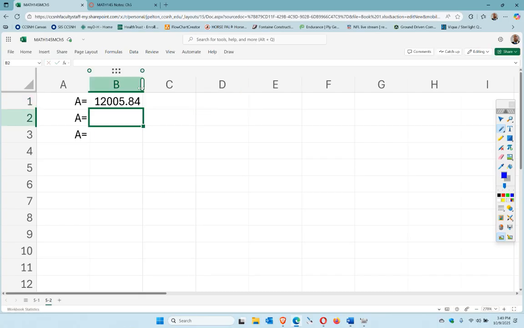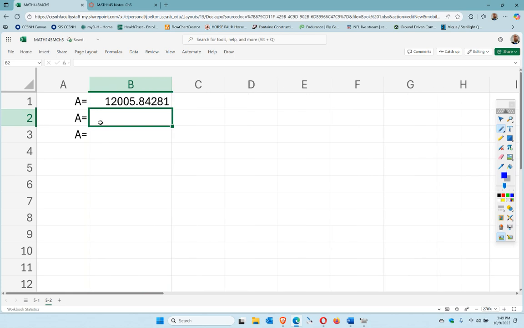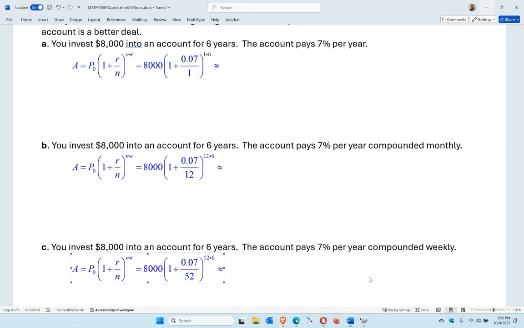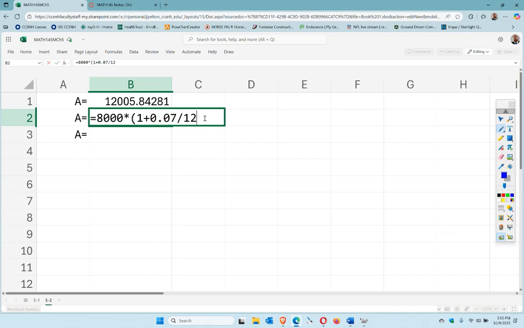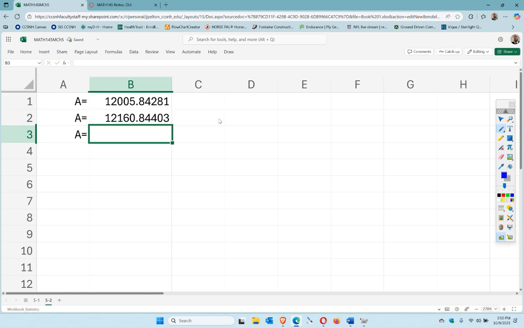So and we can expand the box out to get more decimals, right? So the next one is 8,000 times parentheses 1 plus 0.07 divided by 12, right? Wasn't it monthly? Yes, 12 for monthly. And then, let's go back to that, close paren, to the power of 12 times 6. You need the parentheses unless you actually figure out 12 times 6, which is what, 72, right? So either put 72 or put the parentheses around the multiplication. And that's the amount we get there, which is a little bit different of amount, correct?